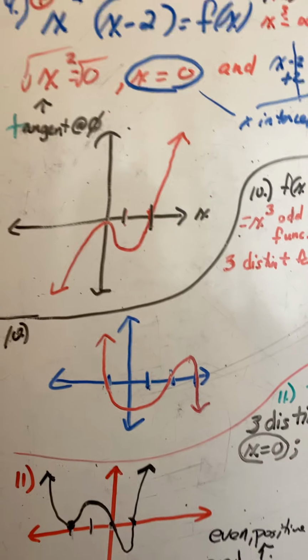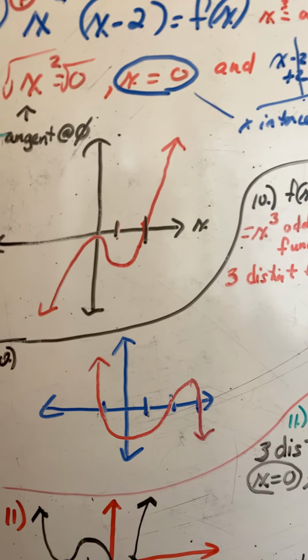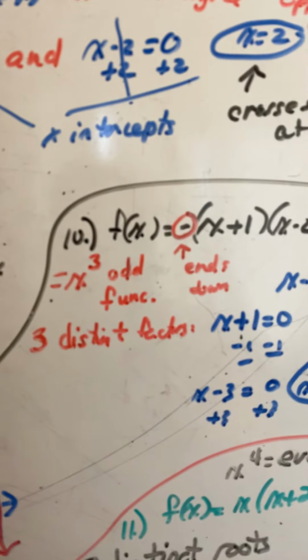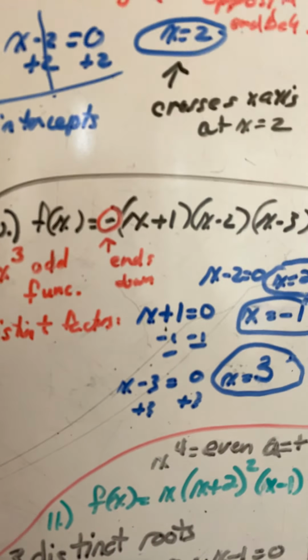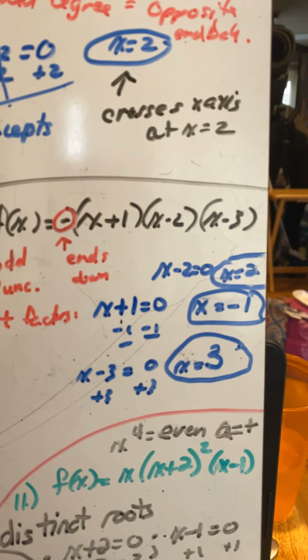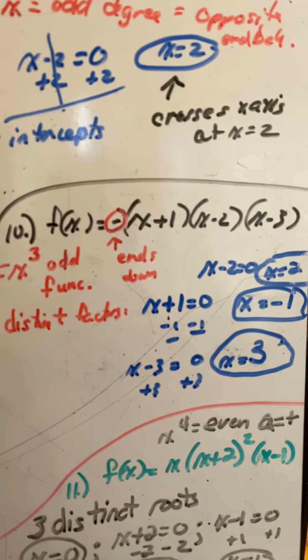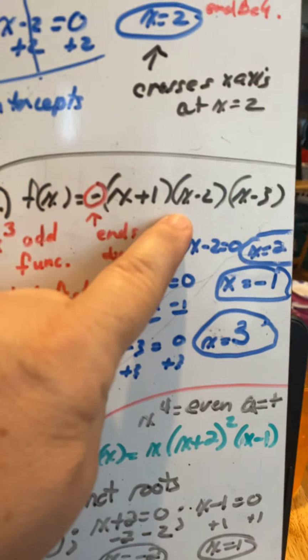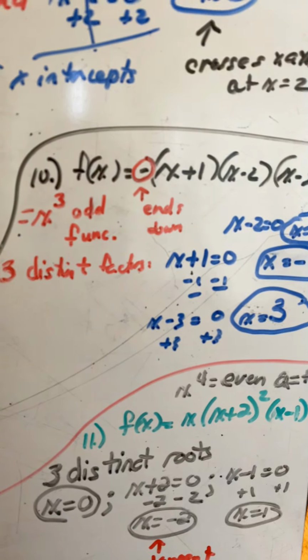Going to number 10. When we're done with all of these, we can take a quick look using Desmos.com, which is a fantastic tool just to check your work. So for number 10, I have f of x equals negative the quantity x plus 1 times x minus 2 times x minus 3. This again is an odd function because I have x to the first times x to the first times x to the first, which gives me x to the third.